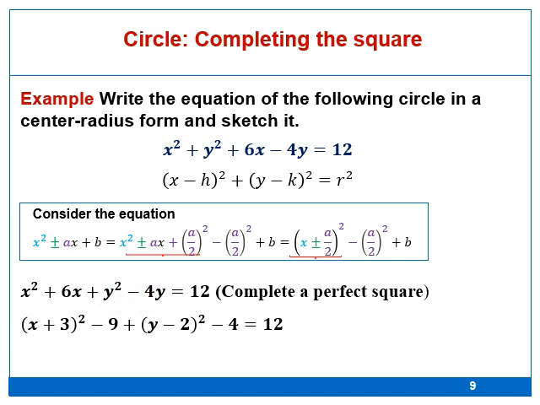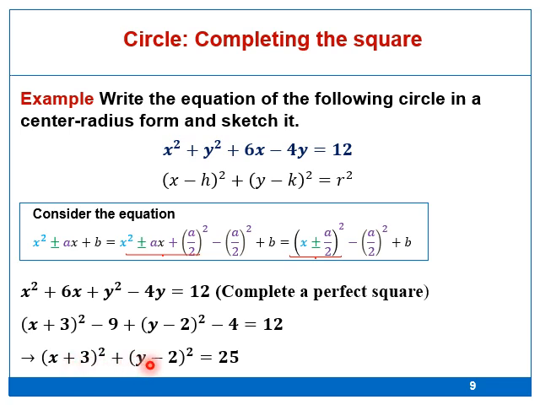and for these terms we'll add half the coefficient of y. It will be y minus 2 all squared minus 4, which is 2 squared, is equal to 12. And then we rearrange the terms again so that x plus 3 all squared plus y minus 2 all squared is equal to 12 plus 4 plus 9, which is 25.